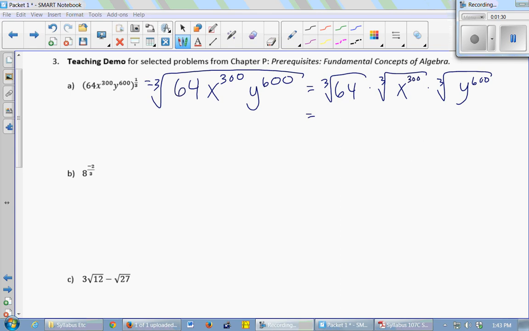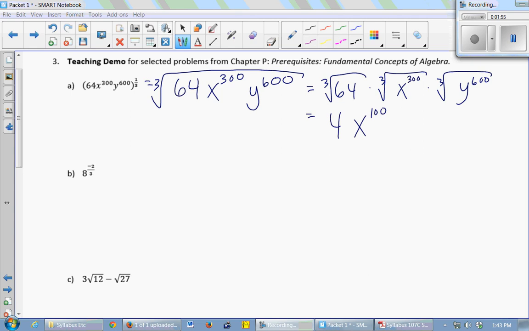And then the cube root of 64. So a number that when you multiply it times itself 3 times, you get 64. 4. 4 times 4 is 16, and 16 times 4 is 64. So this is 4. All right, so the cube root of x to the 300. What do you cube to get x to the 300? Yeah, x to the 100.